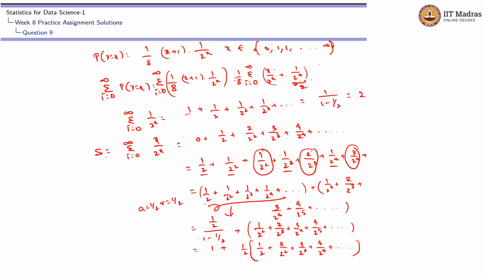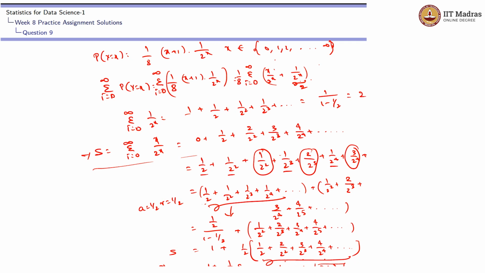If you observe here, this 1 by 2 plus 2 by 2 square plus 3 by 2 cube plus 4 by 2 power 4 is nothing but this particular value, which is s. So we are solving for s here. This s equals 1 plus half into s, because this particular value is again equal to s. This implies 1 by 2 s equals 1, and s equals 2.